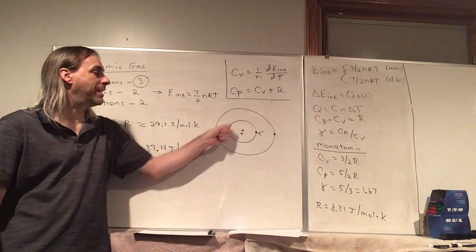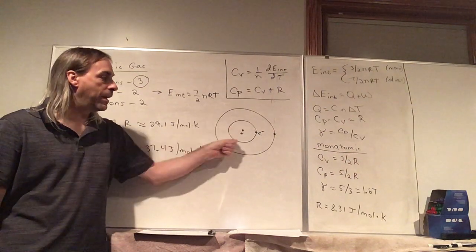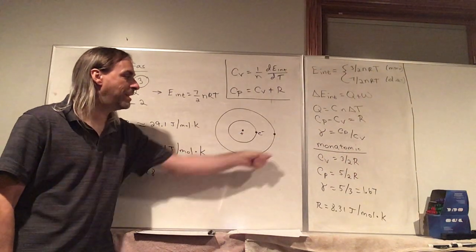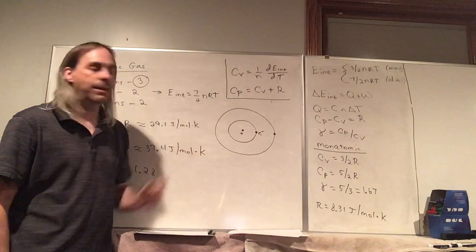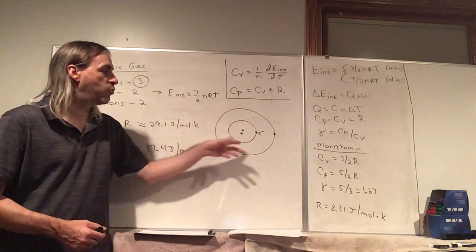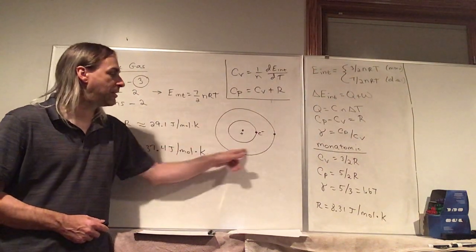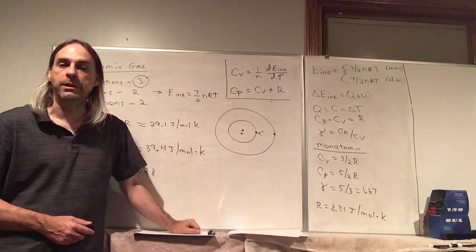An electron can exist in a stable way right here, or it could exist here, but it cannot exist in a stable form anywhere in between. You won't get an electron that's just hanging around in between these two orbits.